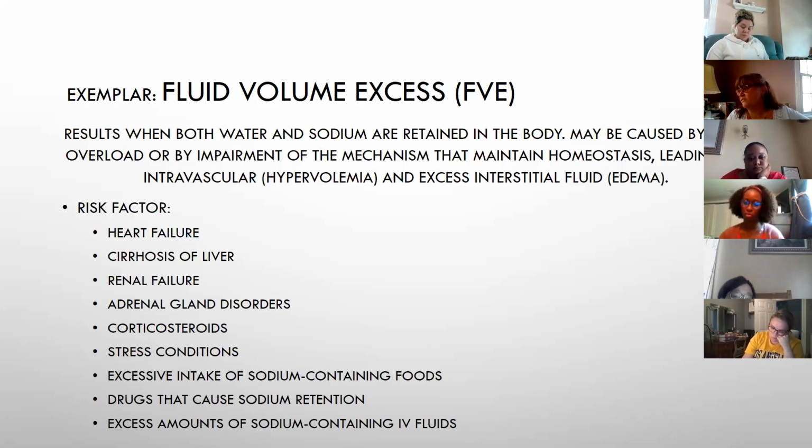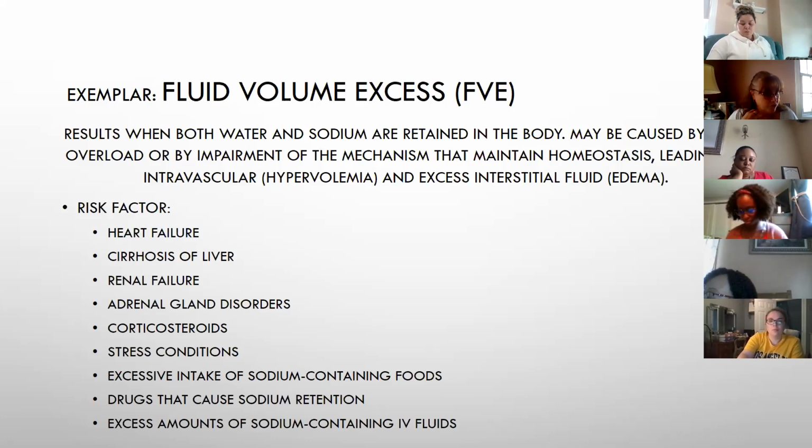Stress conditions, excessive intake of sodium-containing foods, and drugs that cause sodium retention. Some of our cardiac meds might cause that, or extra sodium-containing IV fluids. So we could overhydrate someone, and we don't want to do that either. When the heart is not pumping or working well, you have poor perfusion, causing fluid volume excess, or the kidneys are not eliminating fluid. Therefore, you have an excess of fluid volume as well as an excess of sodium and potassium.